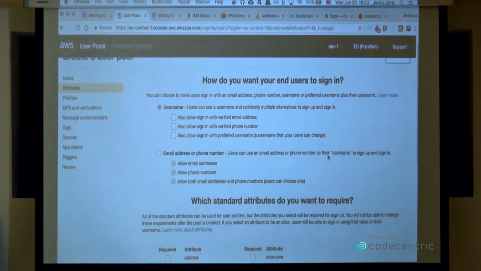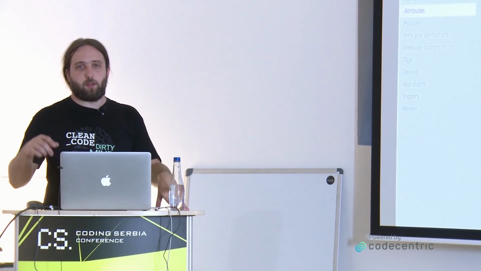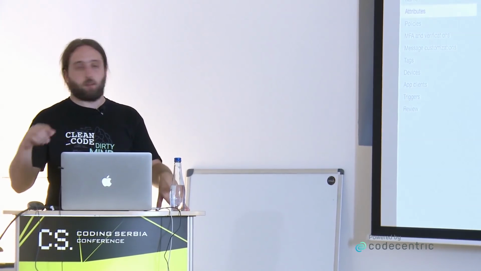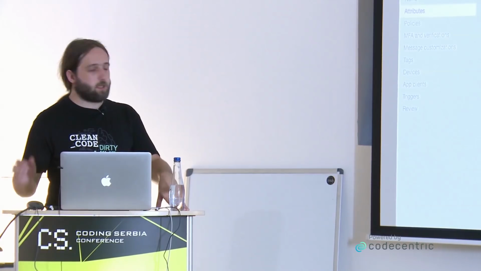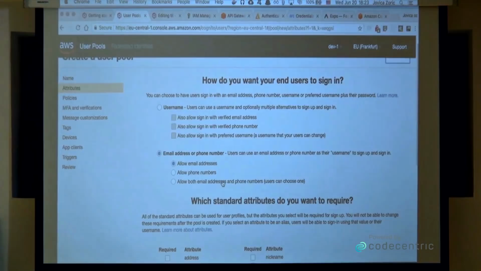When I was reading this, it was really not so complicated to understand what they're asking to create a user pool. So how do you want your users to sign in? I want to use an email. They also provide phone numbers or both. If you use phone numbers, you need to verify them. Then you can also have SMS for the code, and you have the ability to activate MFA, multi-factor authentication. So I chose email addresses.